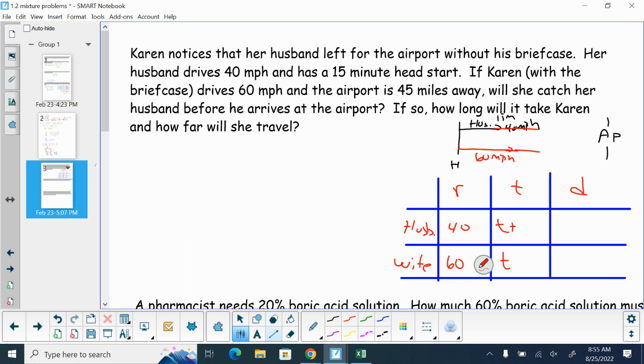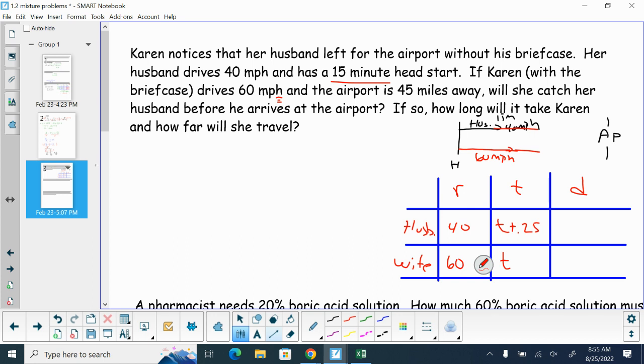We are in miles per hour, and this is 15 minutes. They have to be the same units. What's 15 minutes in an hour? 1/4. So we have T plus 0.25, or 1/4. If you want to use a fraction, 1/4, that's fine. The husband drives 15 minutes longer than the wife, or the wife is driving 15 minutes less than the husband.